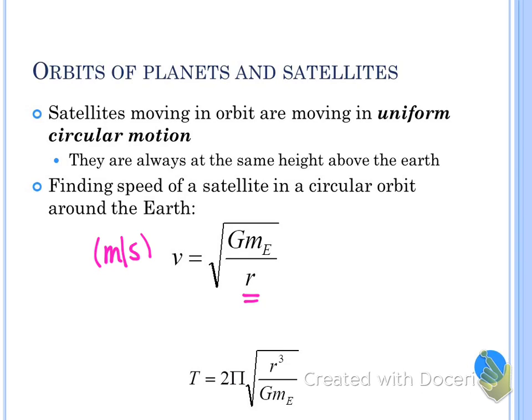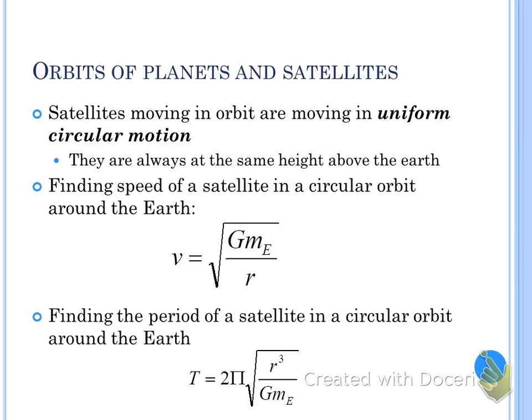Okay, so that's finding its linear velocity, which is actually how fast it's really going. Okay, how many meters is it moving every second at that point? Okay, and then finding the period of a satellite in circular orbit around the Earth uses this equation. And tell me what the period means. What's period mean? Like a full circle. 1 revolution. Yeah, 1 revolution, and period means how long it takes. Right, how long it takes to make 1 revolution.